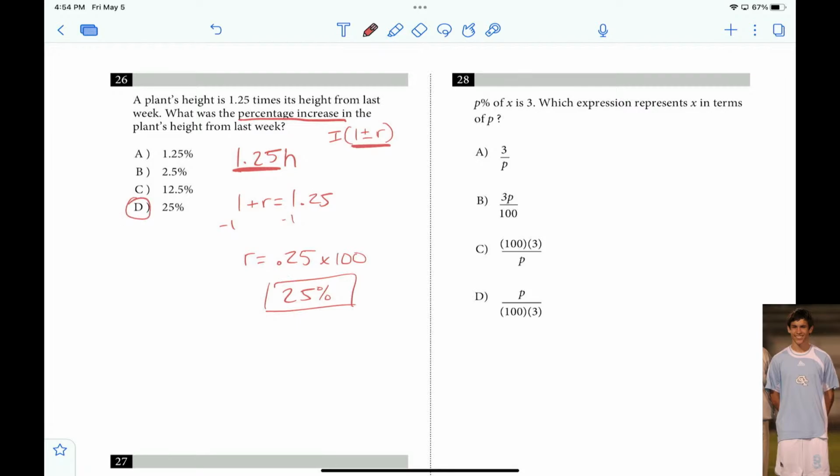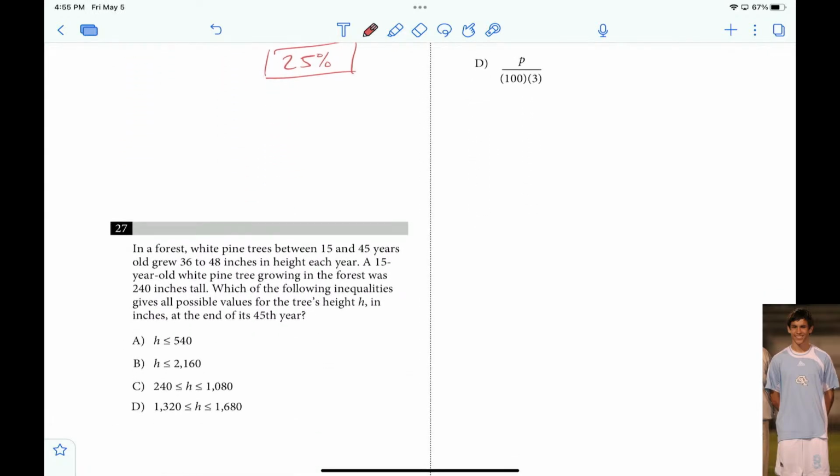So this test was very percentage heavy. A lot of tests lately have been. So you're probably going to be doing some percent change stuff for sure on every test. And we actually have another percent problem coming up in just a moment.